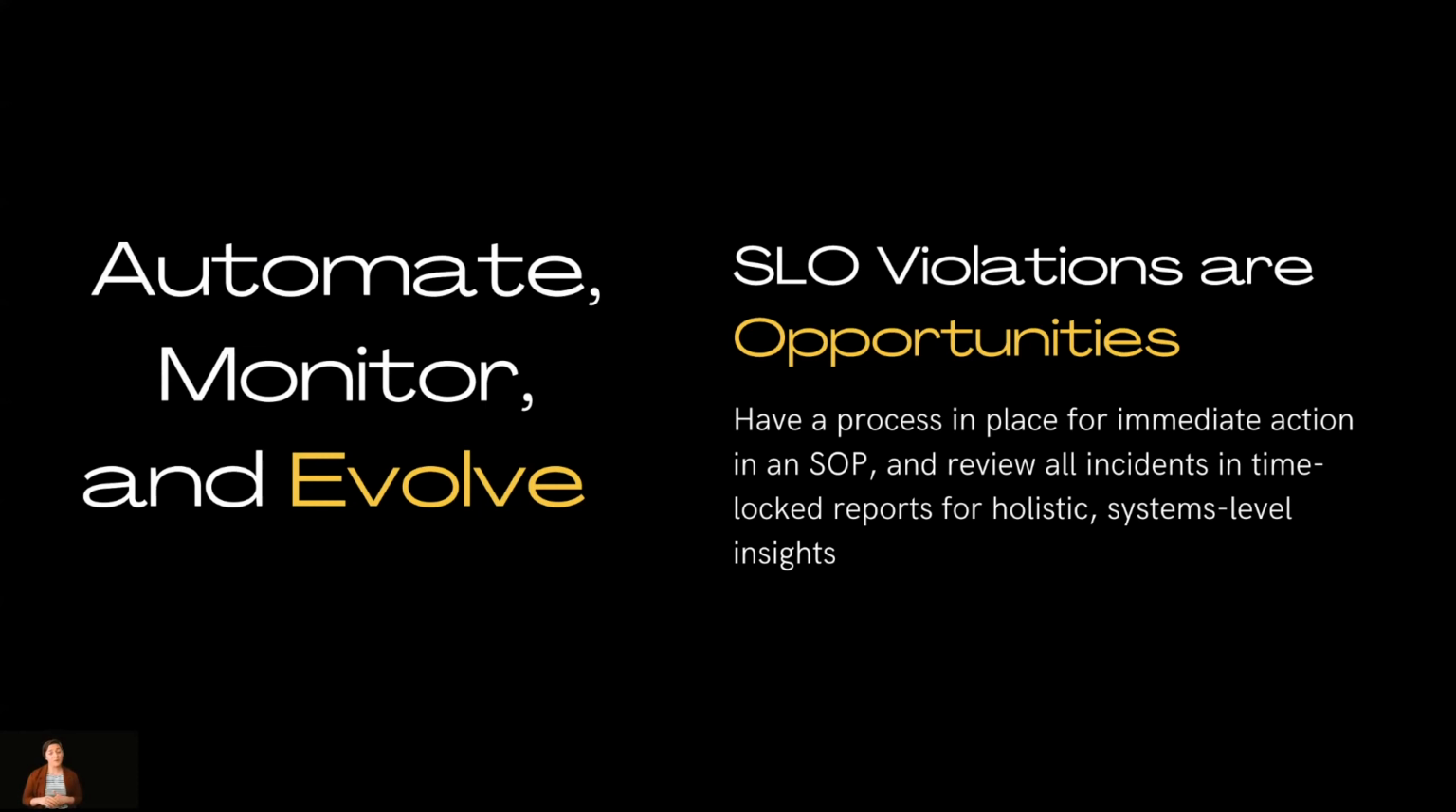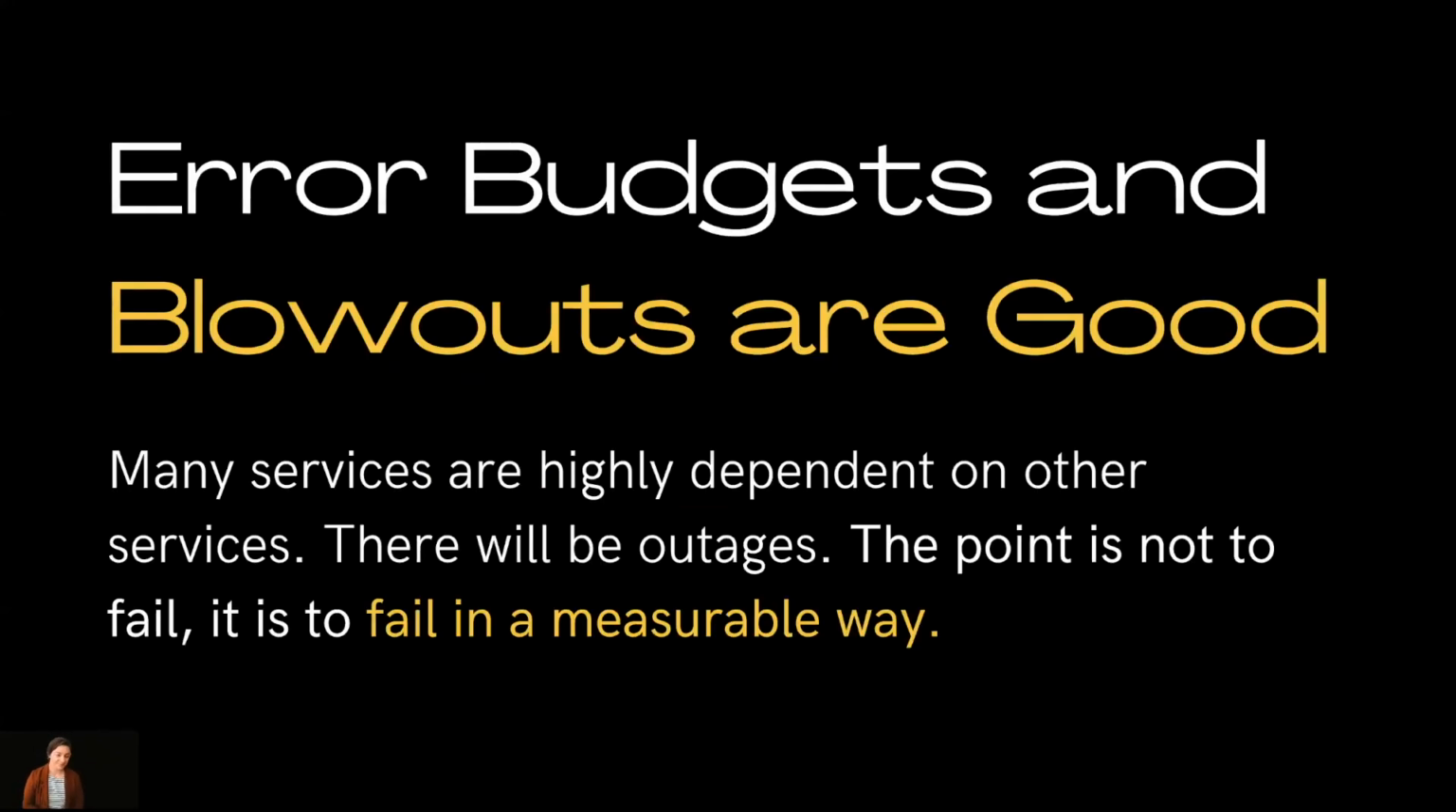And then you also want to have, at either quarterly or monthly, a time-locked way of reviewing all of these incidents or the velocity of the burn rates of your error budgets, and look at system-level insights that you can have to think about your architecture and your business value as being totally aligned, and the Venn diagram of those being your SLOs.